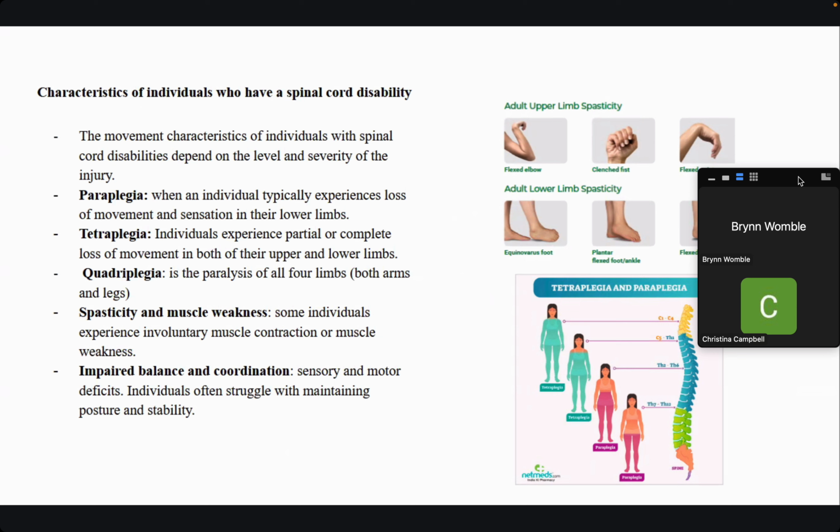And then also, spasticity and muscle weakness is when some individuals experience involuntary muscle contraction or muscle weakness. This affects their ability to control their movements. And lastly, impaired balance and coordination is due to sensory and motor deficits. Individuals often struggle with maintaining posture and stability, especially when they have to do weight-bearing activities.